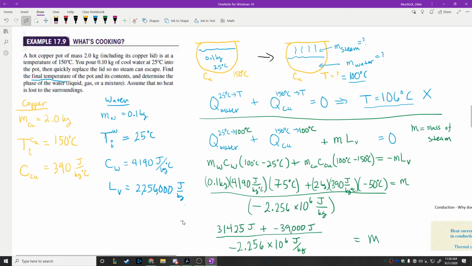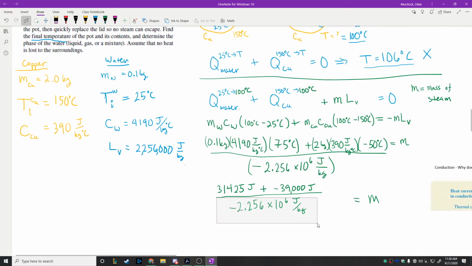Does that make sense? This is the energy needed to heat the water up. This is the energy transfer that would come from the copper, negative because it's cooling down. So that means there's about 7,500 joules of energy that can go into phase change, right? You just take that and divide by the latent heat of vaporization of water, which is such a big number that the answer you end up getting is a super small amount of steam. So you end up getting something like 3.36 times 10 to the negative 3, I think, or something like that.